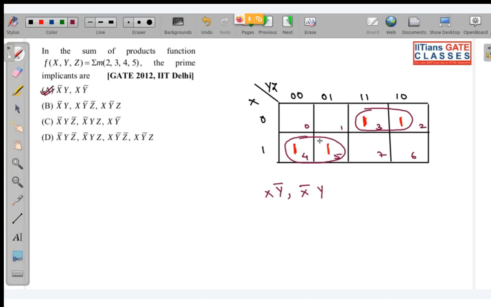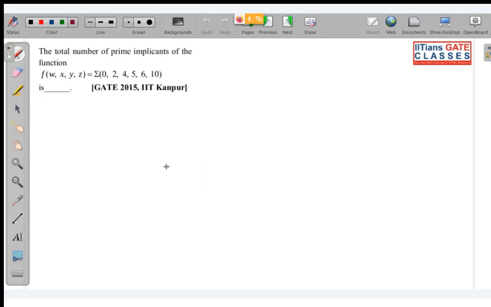If I ask you what the essential prime implicants are, it will also be the same. Essential prime implicants will also be these two. So here you can see the prime implicants are equal to the essential prime implicants. Okay, in this question. Now this question, what do you think will be the answer? Tell me very quickly.